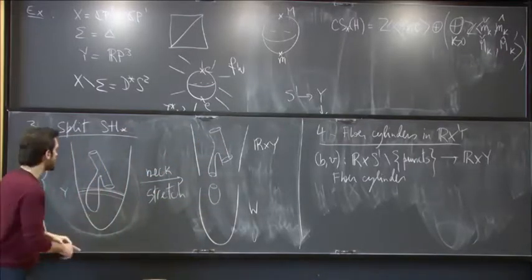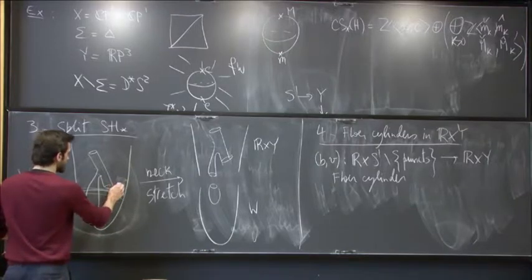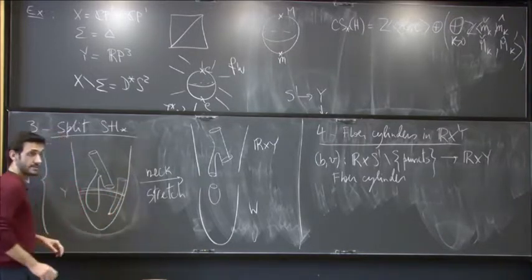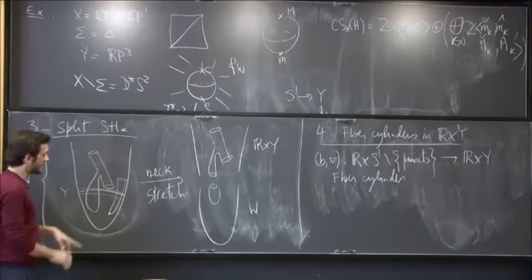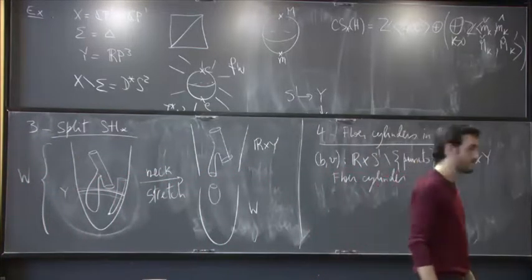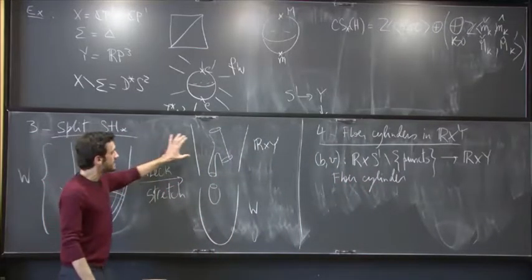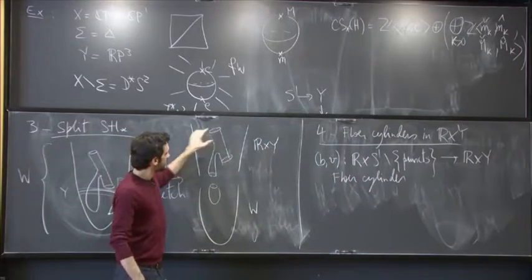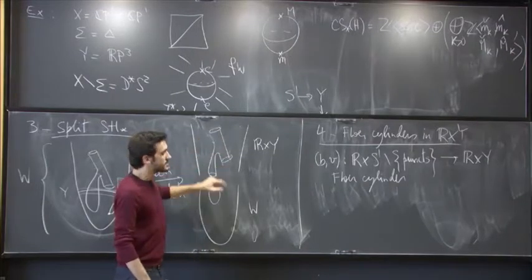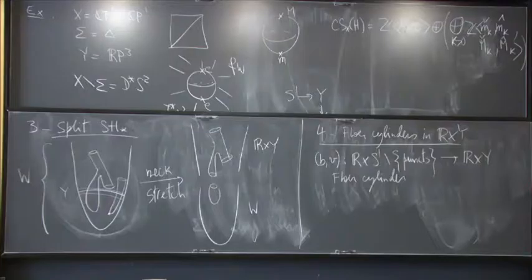I also have to address cylinders connecting periodic orbits with constant orbits, and those I'll have to deal with using a slightly different argument. But for the time being, I'm only really considering these. And for these, just by construction, the asymptotic orbits are living in the region where the Hamiltonian is not zero. All right, great.